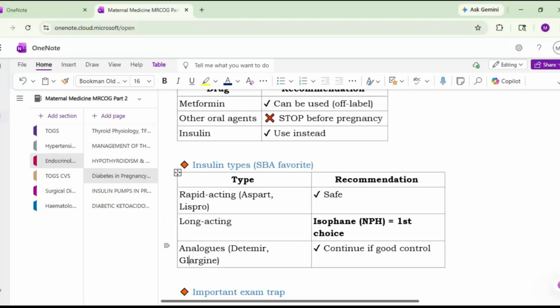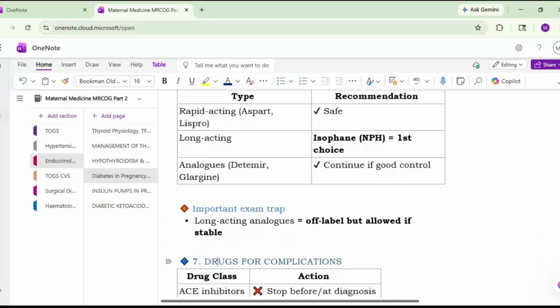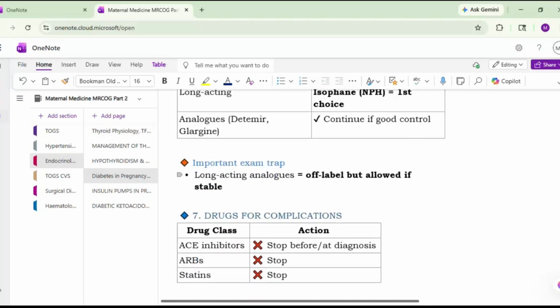So generally, if there is good glycemic control, we will not change this analog, but we are not going to primarily start detemir or glargine if she is not on them. The preferred long acting agent will be isophane insulin, the first choice. Rapid acting aspart and lispro are generally to cover post meal hyperglycemia, and are also safe. Long acting analogs are off label but allowed if she is stable on them.